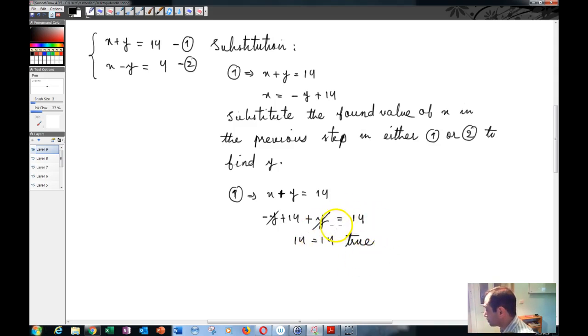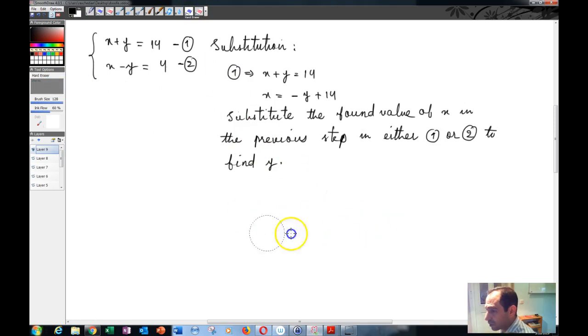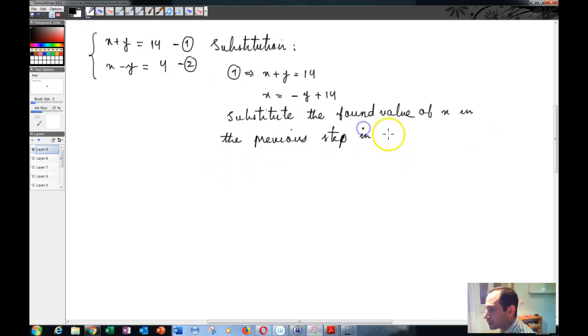That most probably means that this system of... I'm sorry, I used the same equation, and what I wrote here was not right. When you want to substitute the found value of x in the previous step, the value of x in terms of y I got from equation number 1. So I have to substitute it not in either 1 or 2, but strictly in 2. Otherwise the same thing happens here. So substitute the found value of x in the previous step in 2 to find y.